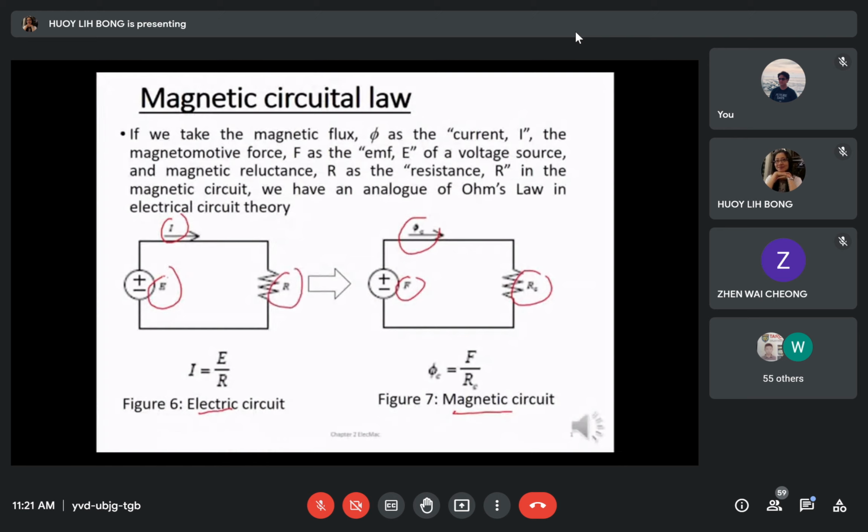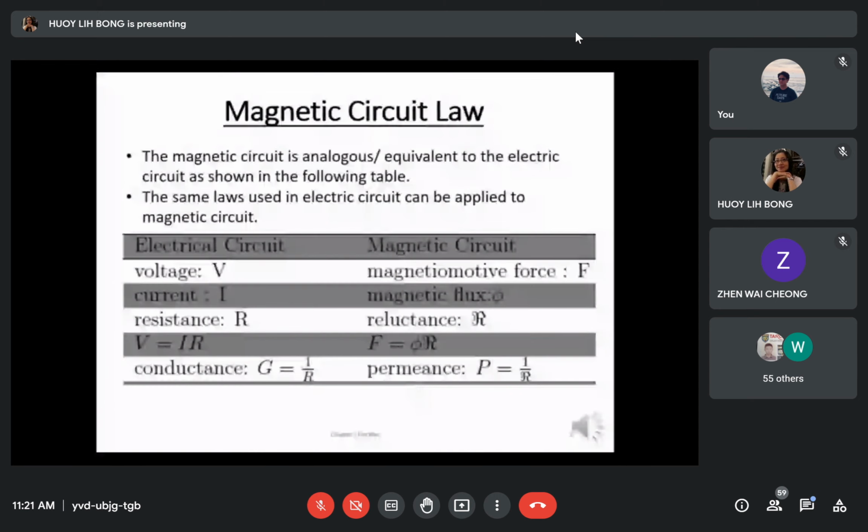The magnetic circuit is analogous to the electric circuit as shown in the following table. The same law used in the electric circuit can be applied in the magnetic circuit. The table shows the representative in each of the electric circuit analogous to the magnetic circuit.